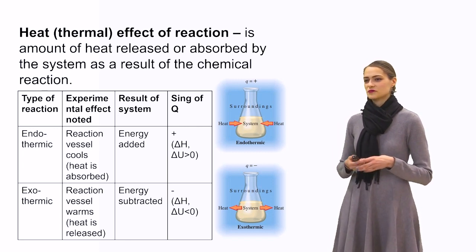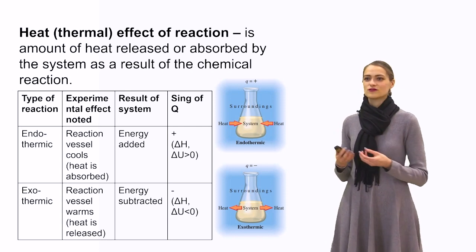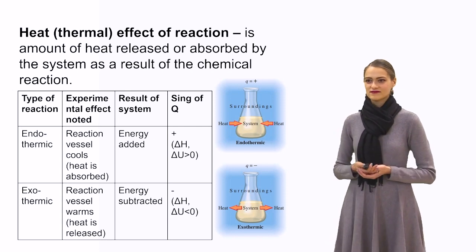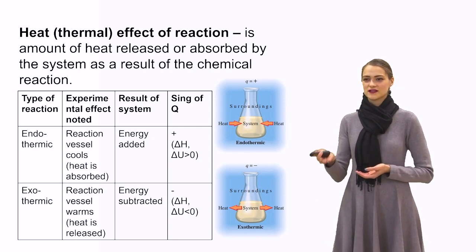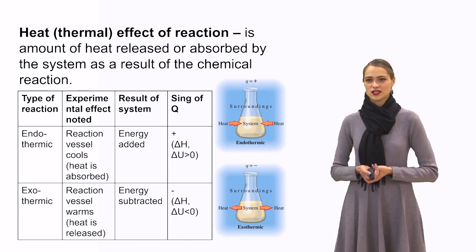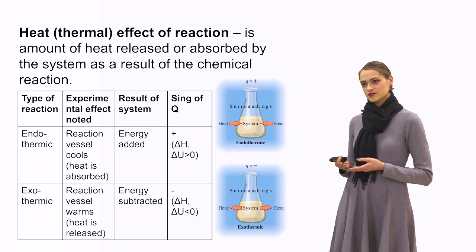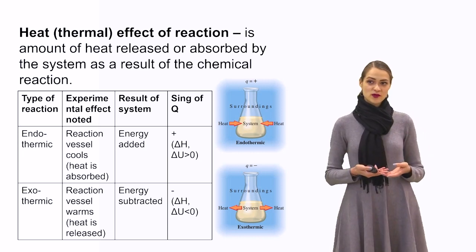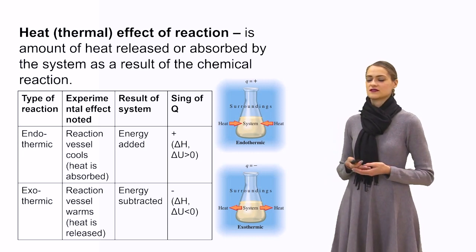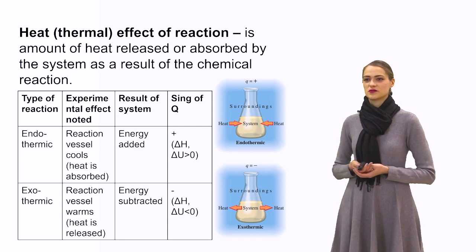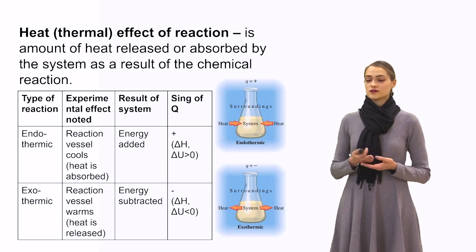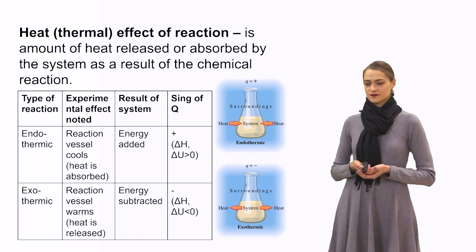For example, if we have a combustion reaction, you feel heat, so we can say that this is the heat effect or thermal effect of the combustion reaction. And here we have two different types, endothermic reaction and exothermic reaction. You can see it in this table and in these two pictures. So first, what does endothermic reaction mean?